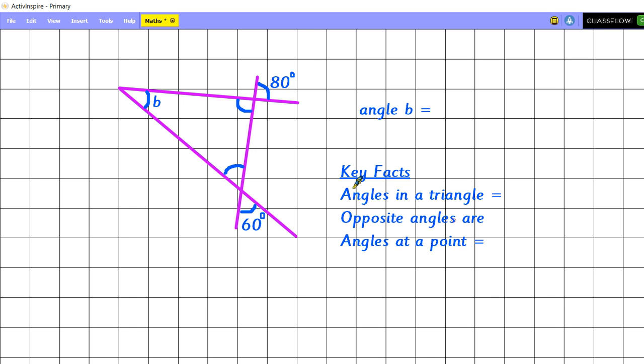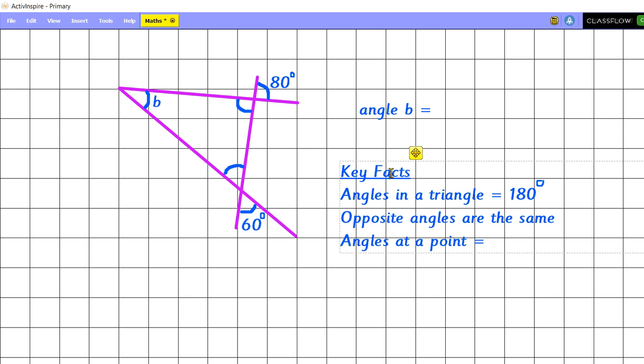Now, the key facts are the things that we know in order to work this out. So first of all, I need to know, well, this is a triangle, and I know that the angles in a triangle equal 180 degrees, don't I? Okay, I struggle to get my degree symbol on this document, so I've just got 180 degrees. I know that opposite angles are what? What did we say? Opposite angles are the same.